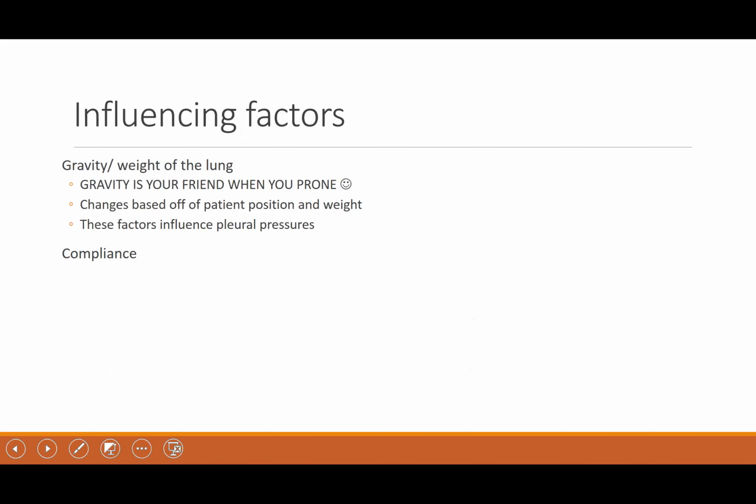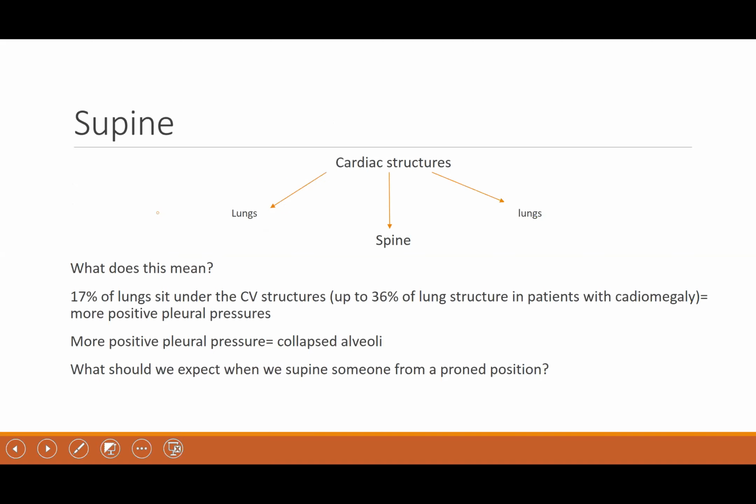So we've talked a little bit about this. I'm not going to go into it again, but gravity and the weight of the lung is your friend when you prone. This is what happens when we change position and we use the patient's weight. And those things are really going to influence our pleural pressures to allow the lungs to expand so that we can help ventilate these patients more safely and more effectively.